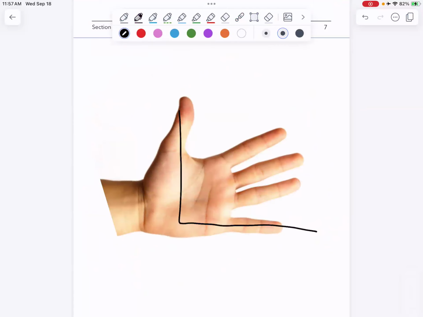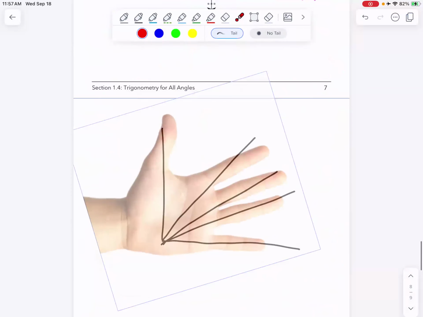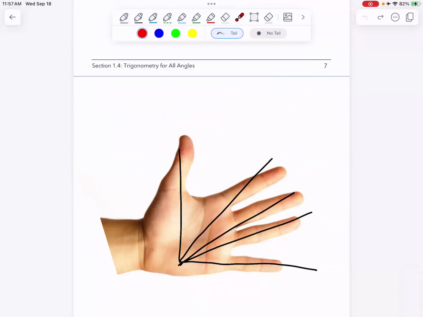We're looking at quadrant 1 right now, and I want you to think of your hand as having these 3 spokes that exist in quadrant 1. So these guys right here, these are those middle fingers. This is your thumb. This is your pinky. So this is pi over 6. This is pi over 4. And this is pi over 3. This is 0. And then up here is pi over 2.